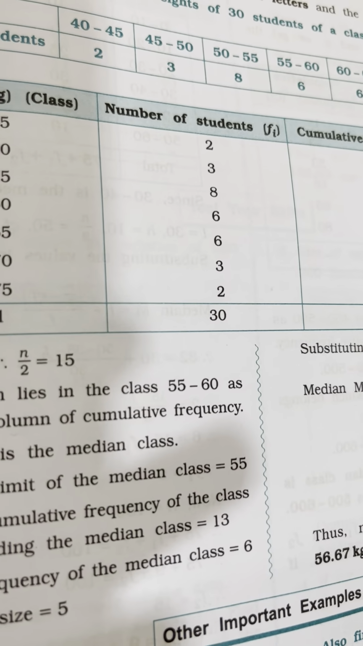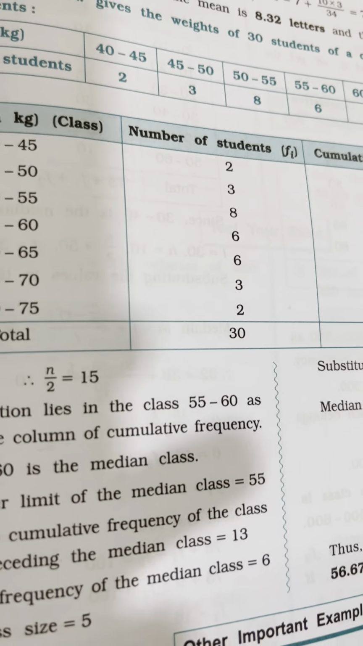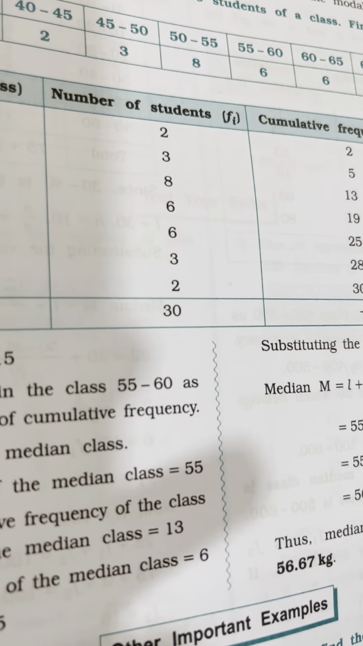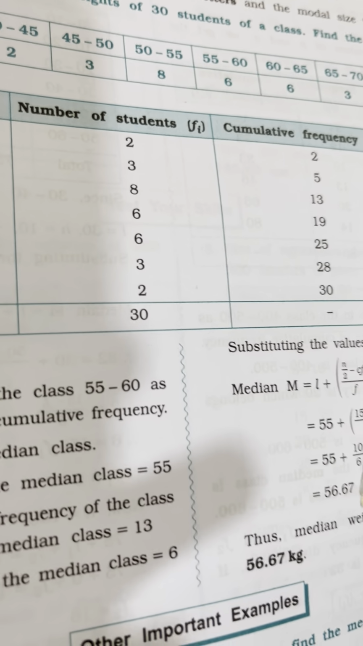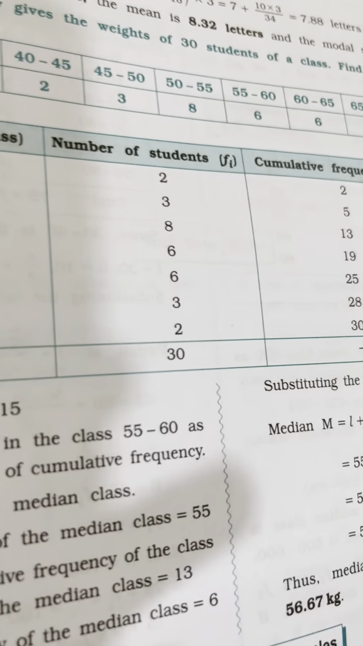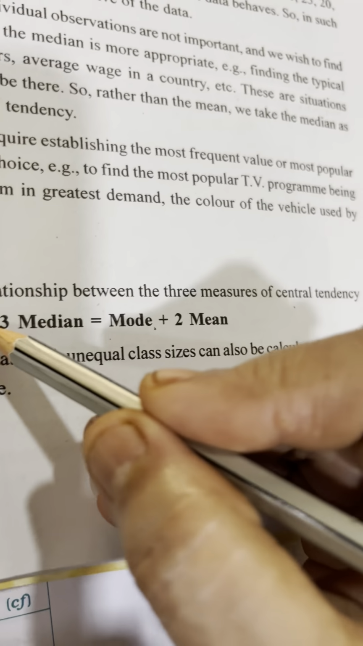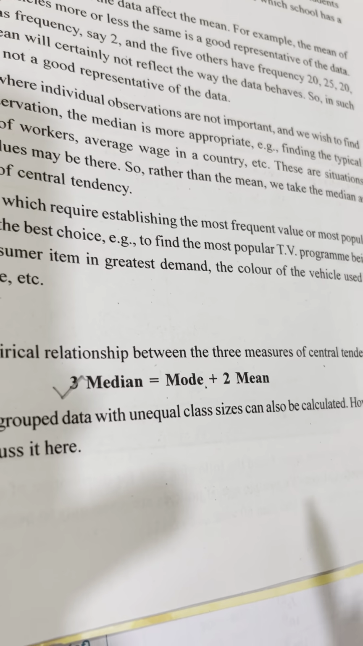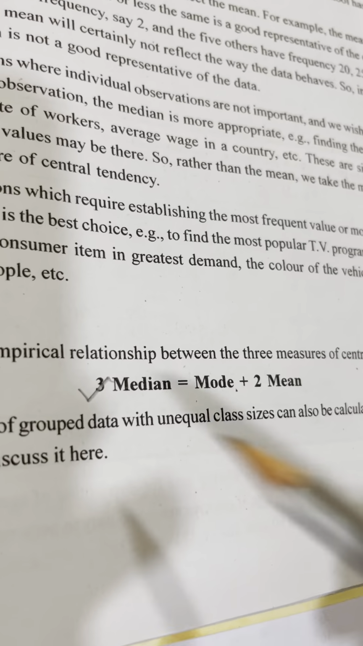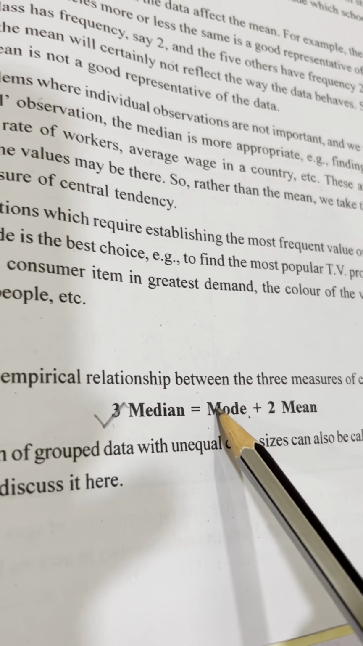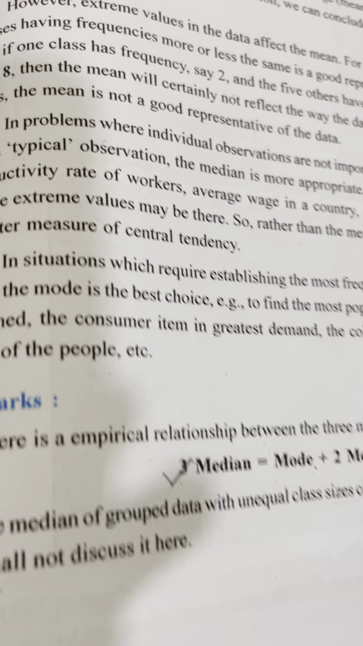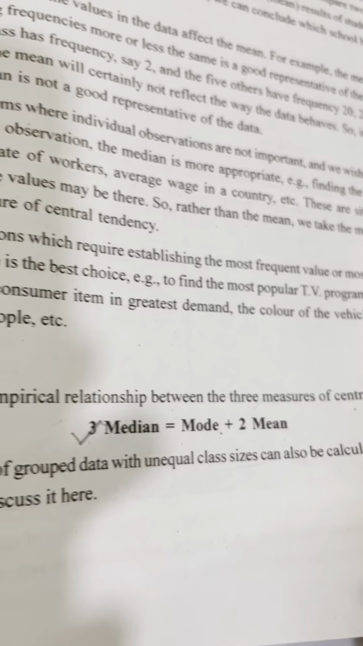Now, just one more thing I want to tell you. Textual examples I will do later on. Now we will see the remarks. This is very important for objective. There is an empirical relationship between the three measures of central tendency: 3 median is equal to mode plus 2 mean. Please learn this relationship by heart. It will be asked as a 1 mark question.